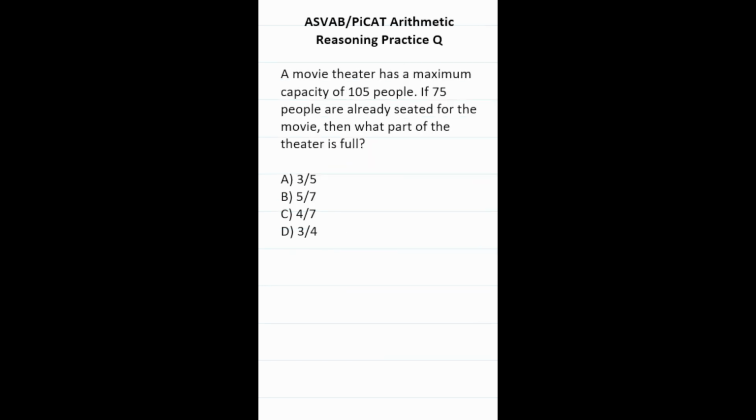ASVAB PiCAT arithmetic reasoning practice test question says a movie theater has a maximum capacity of 105 people. If 75 people are already seated for the movie, then what part of the theater is full? So we know 75 of 105 people are already seated in the theater. So all we have to do is reduce this fraction. You should see that 75 and 105 have a common factor of 5. So let's reduce this by 5. 75 divided by 5 is going to be 15. 105 divided by 5 is going to be, well, 5 goes into 10 two times, 5 goes into 5 one time. So this reduces to 15 over 21.